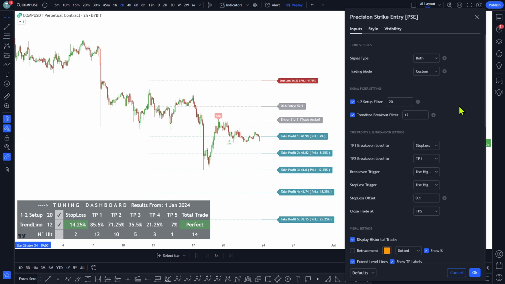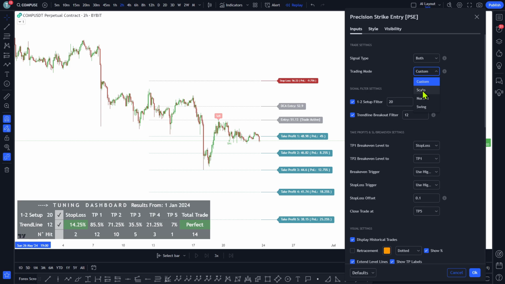We have basic settings and a few advanced settings. I'm going to start off with the basic ones, where I can choose basically to analyze only longs, only shorts, or I can choose both directions. I have different trading modes I can choose from. Currently it's set to custom. However, I have the option to choose scalp, normal and swing.